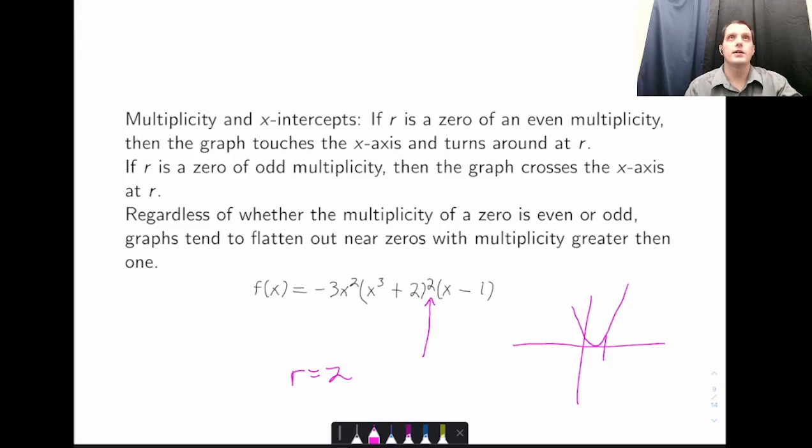If r is of an odd multiplicity, in that case, that's like this one over here, because it's x minus 1 to the first power. So in this case, it's going to cross through the x-axis. I didn't do a very good job of drawing this because I wasn't thinking that far ahead. We're going to kind of touch and turn around and then kind of cross right through.